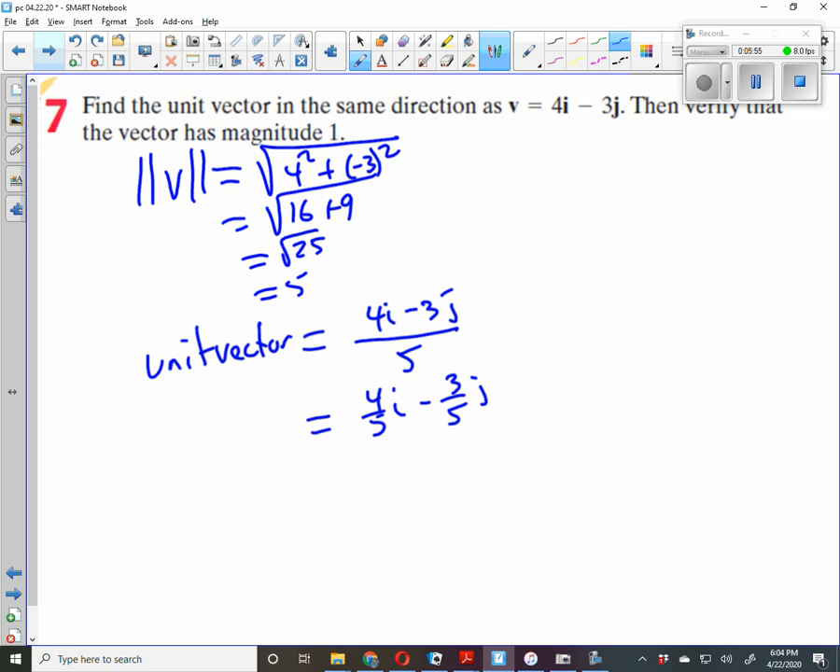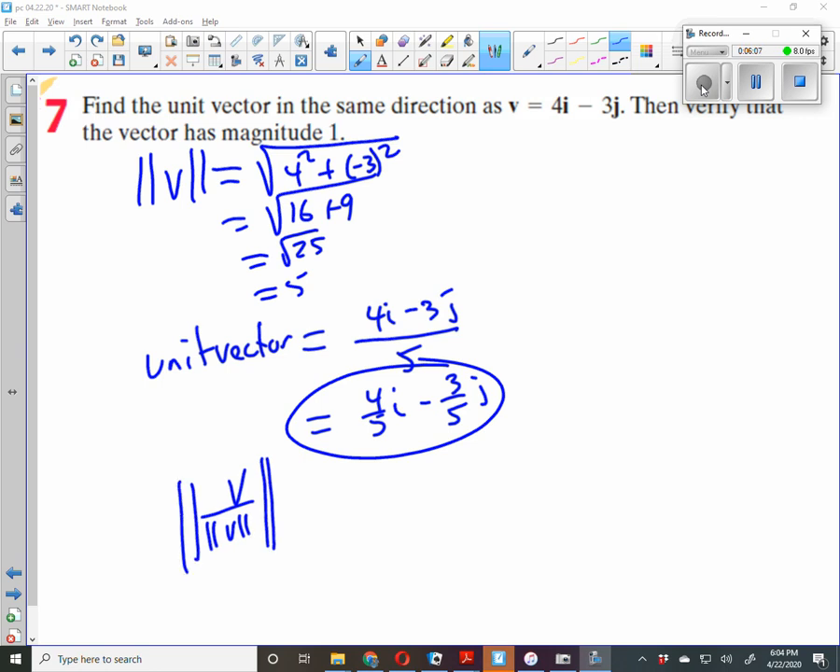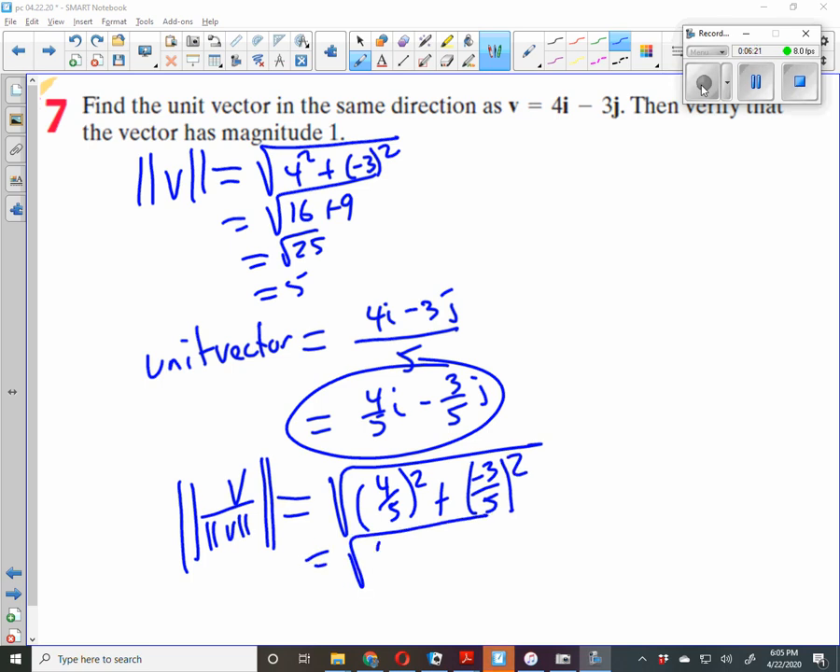Now, just to prove that, let's find the magnitude of that unit vector. So in other words, I've got this, and we're going to find the magnitude of that, which is going to be the square root of 4/5 squared plus negative 3/5 squared, which is square root of 16/25. That's a 16, trust me. Plus 9/25, which is equal to the square root of 25/25, which we know is 1.